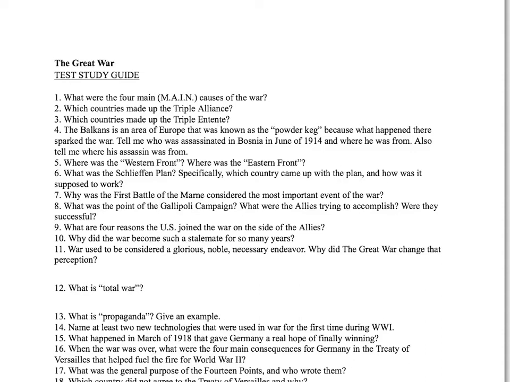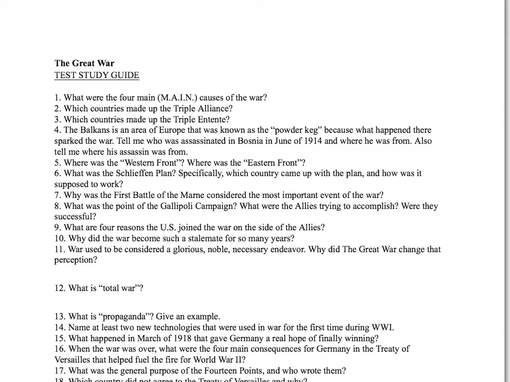All right, number 5. Where was the Western Front? Where was the Eastern Front? Remember, when we're talking East and West, we're talking about East and West of Germany. So Western Front is in France, Northern France to be specific, and the Eastern Front is the German-Russian border. You can just put Russia if you want for Eastern Front, and that will be right.